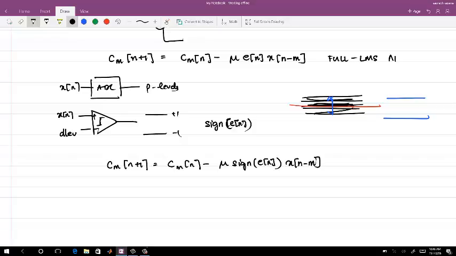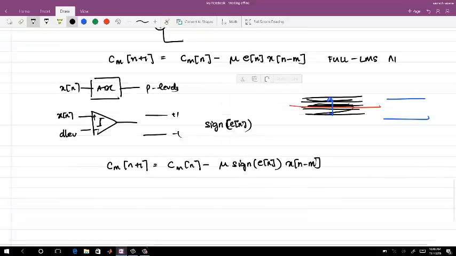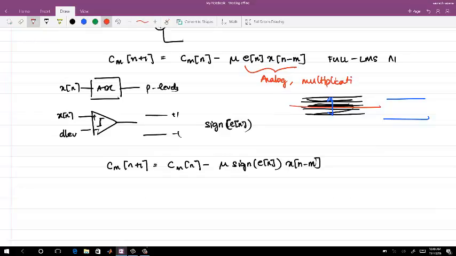Now I also need to get x of n minus 1. If I do not do anything, I have to get two analog quantities and multiply them. Both are analog, and I have to do multiplication, which is a hard part to do in analog, not that easy.